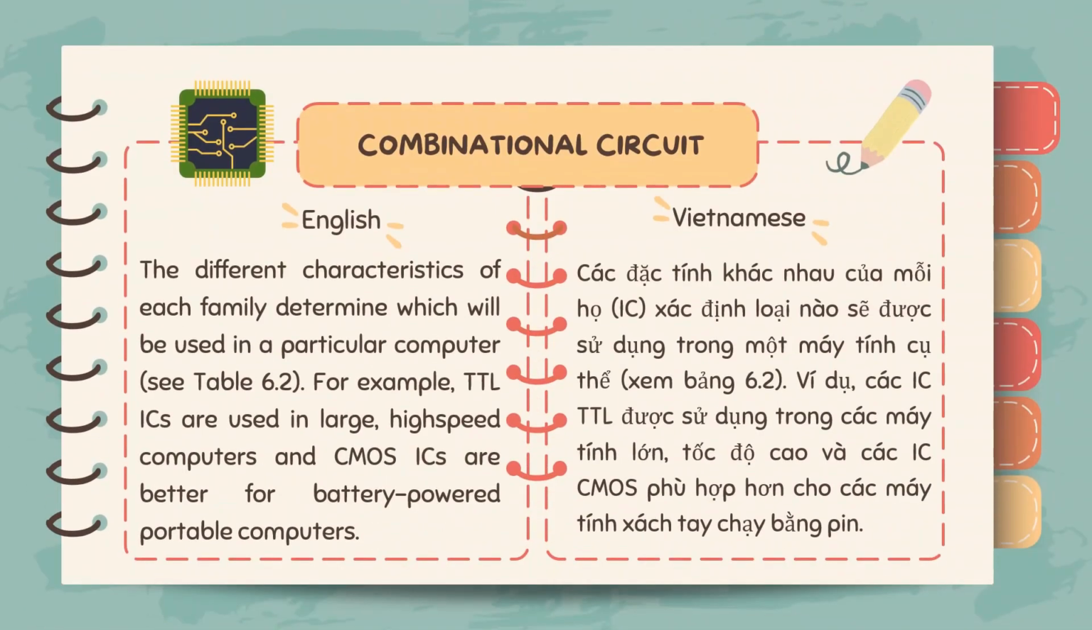The different characteristics of each family determine which will be used in a particular computer. See Table 6.2. For example, TTL ICs are used in large, high-speed computers, and CMOS ICs are better for battery-powered portable computers.